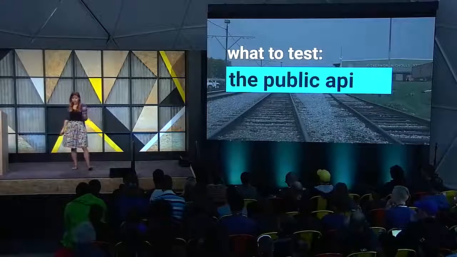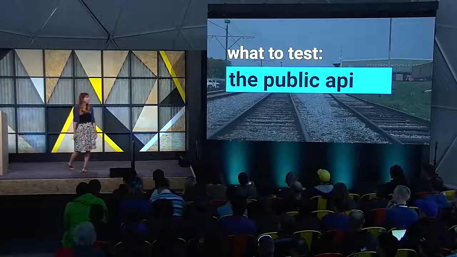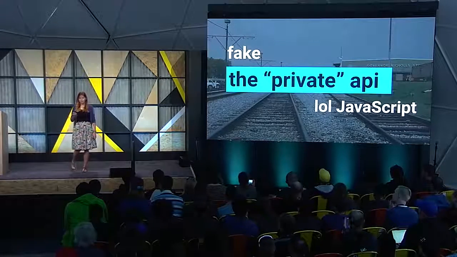The first one is obviously the public API. If you pinky swear that a function exists, you should make sure that function exists and does what it says it should do. Duh. And I'm trying to click now. We're having great times with this remote.